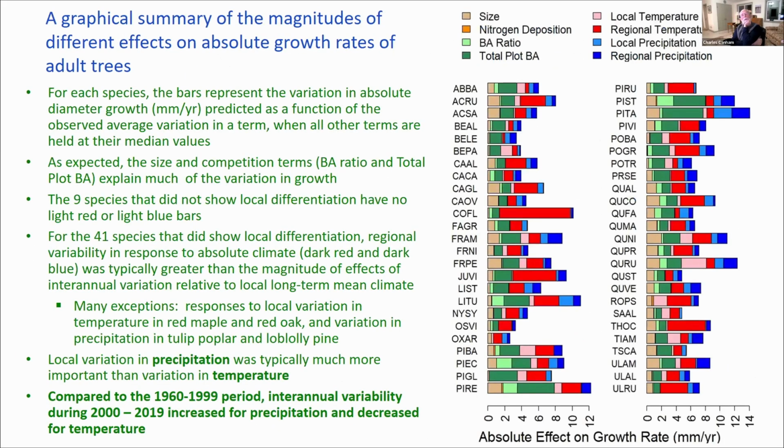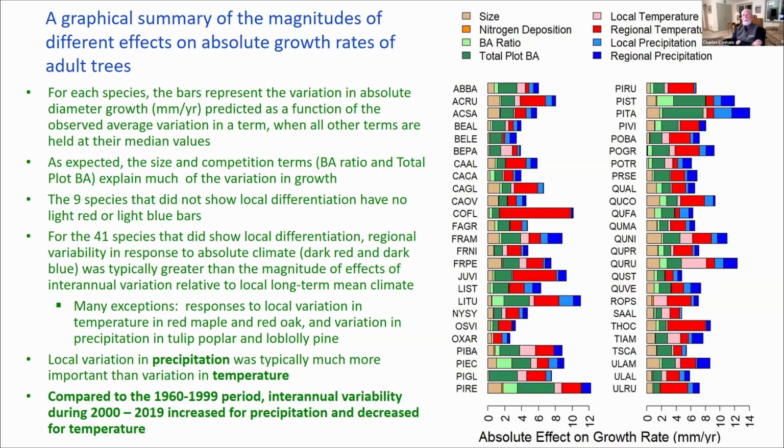This is a perhaps horrifying figure, but after trying to stare at all those figures, I finally decided that I needed some way to graphically synthesize this. And so what I'd like you to look at for precipitation and temperature are the blue and red terms here. These are illustrating how much variation in growth we could predict from the models as a function of variation in one of the terms in the model when everything else was held at its median value.